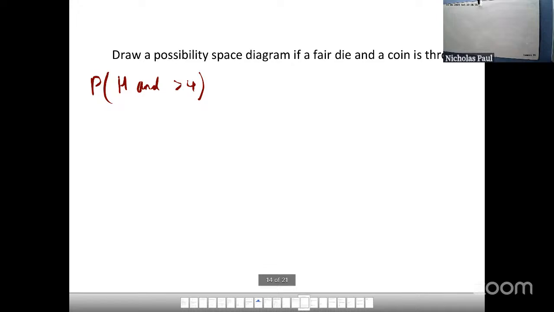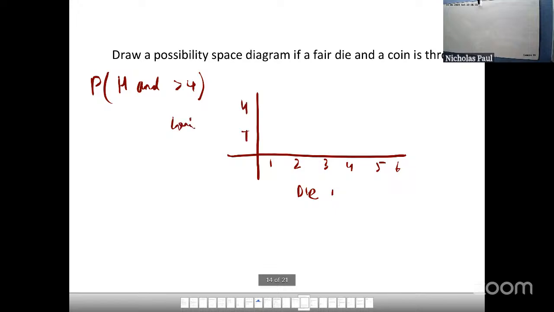Finished? Right, so you have your die, 1, 2, 3, 4, 5, 6, and you have your coin, head and tail. You don't have to list everything out, you can just put little dots to represent it, because you should understand what it represents. The question said head and more than 4. That could only have one case.